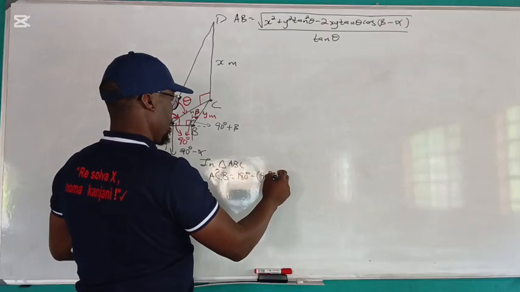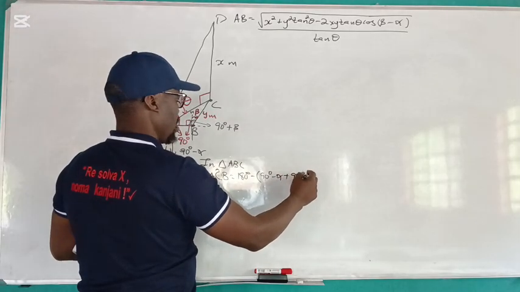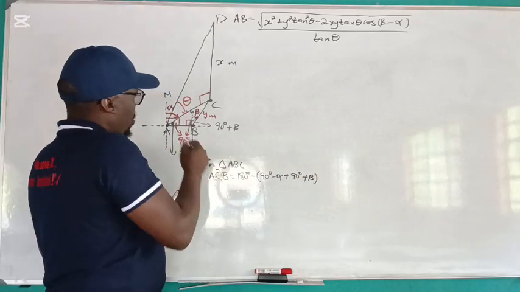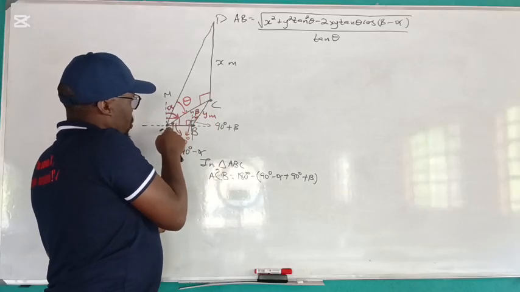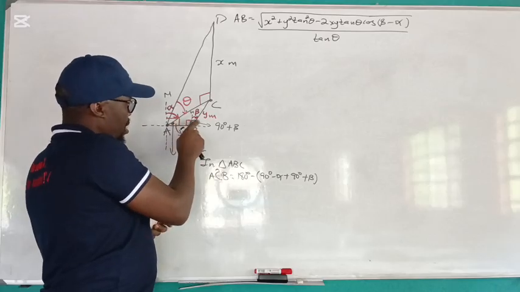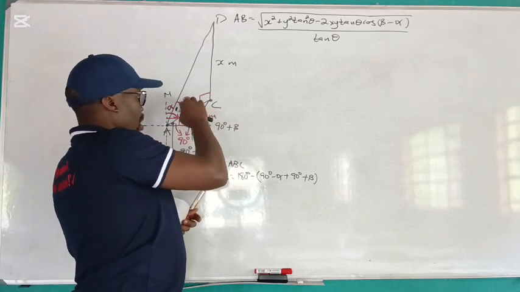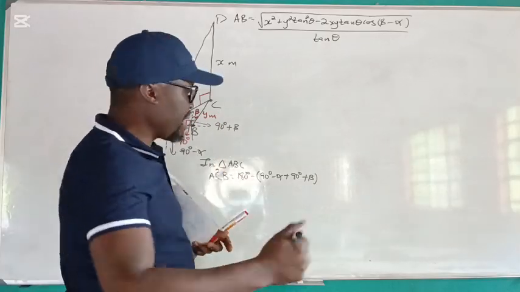90 degrees minus alpha plus 90 degrees plus beta, because these three angles are angles in a triangle. So we know that this angle is equal to 90 degrees minus alpha, that angle is equal to 90 degrees plus beta. Therefore, that angle should be 180 degrees minus the sum of these two angles.